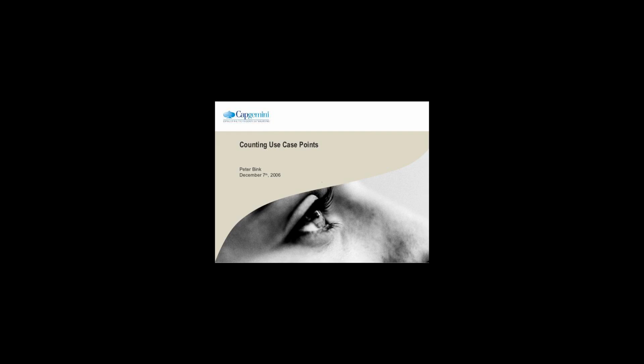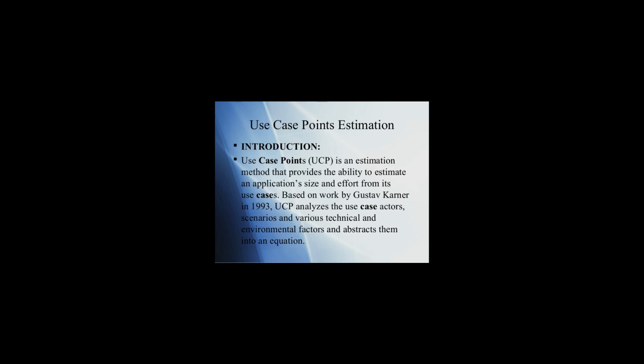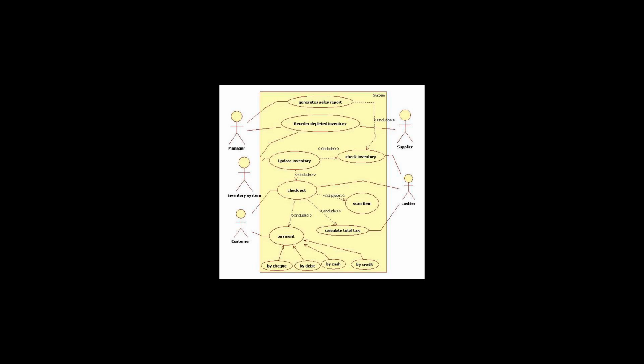Unadjusted use case weight, UUCW. The UUCW is one of the factors that contribute to the size of the software being developed. It is calculated based on the number and complexity of the use cases for the system. To find the UUCW for a system, each of the use cases must be identified and classified as simple, average, or complex based on the number of transactions the use case contains. Each classification has a predefined weight assigned.